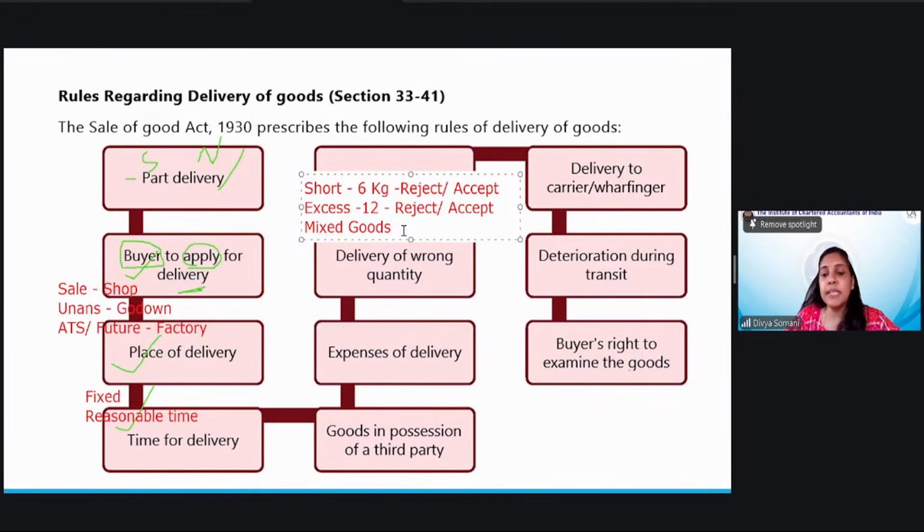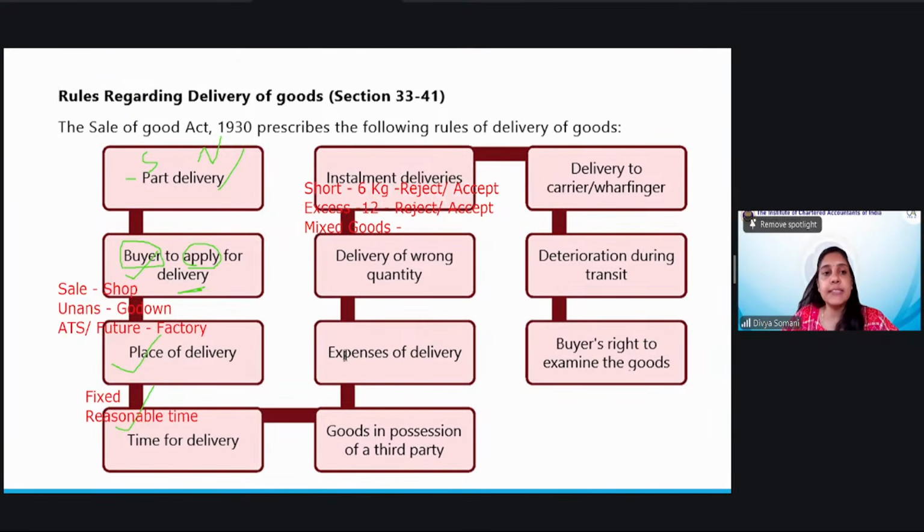What about mixed goods? I had ordered vanilla flavor ice cream. However, I have received chocolate flavor ice cream. So it is up to me again to accept or reject the goods. Accordingly, I have to make the payment. Okay, so that is contained in delivery of wrong quantity.